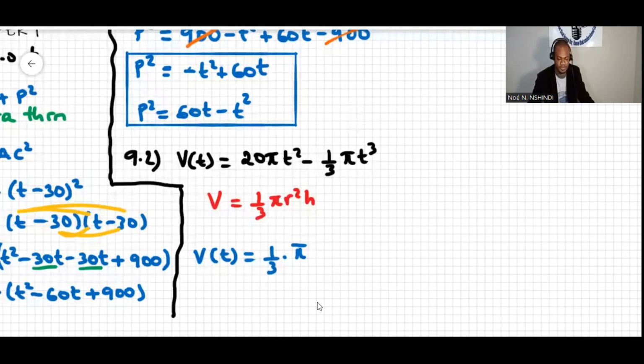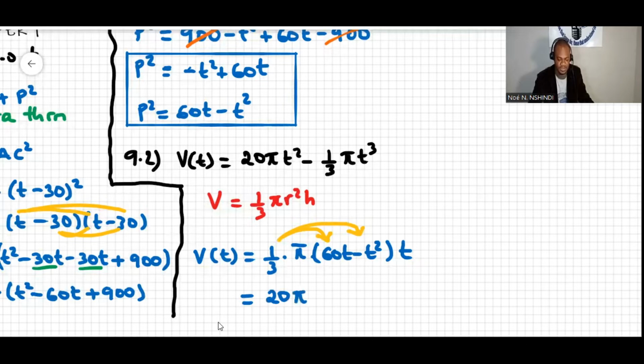Yes, so this will be a third pi times 60 minus t squared. That's r squared, and then times h, the height, which is t. So this can be written as: I multiply everything by t, and a third times 60 is 20, so that makes 20 pi t.